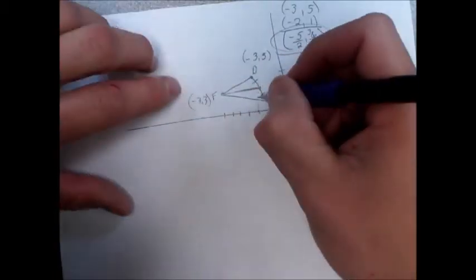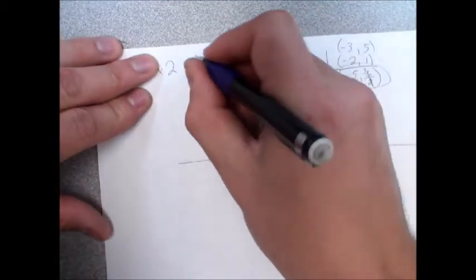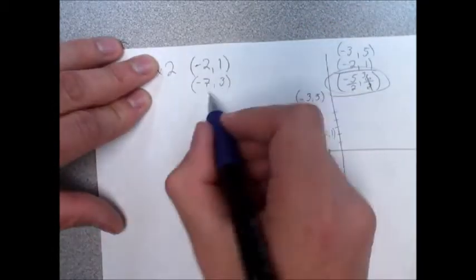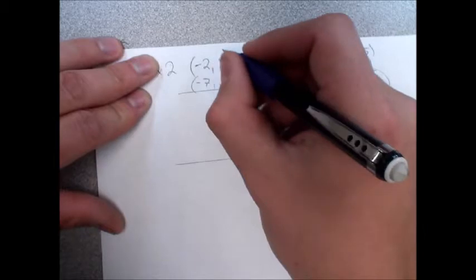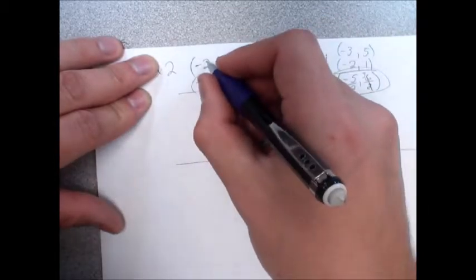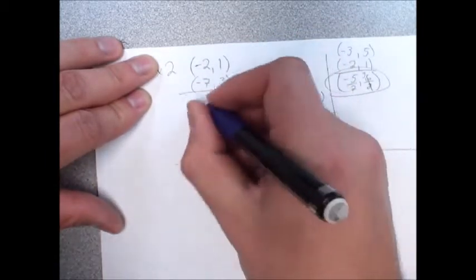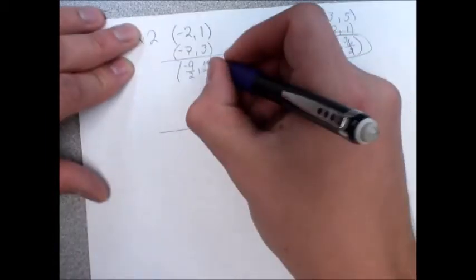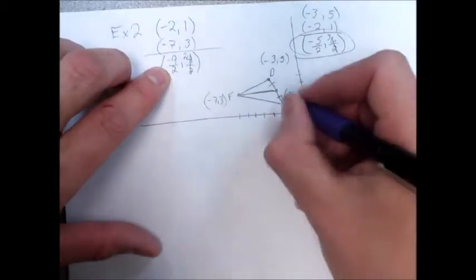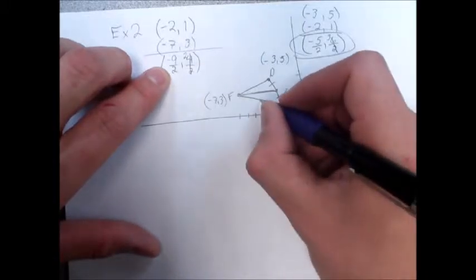Next I'm going to find the midpoint of E and F. So E is -2, 1, and F is -7, 3. I'm just finding the midpoint. So I'm going to find the average, just like I said. 1 and 3 make 4, and negative 2 and negative 7 make negative 9. I divide that by 2. So 4 halves is actually just 2. So to find this point, it's negative 9 halves, comma 2. So negative 4.5, comma 2 is up 2. So here is my midpoint.